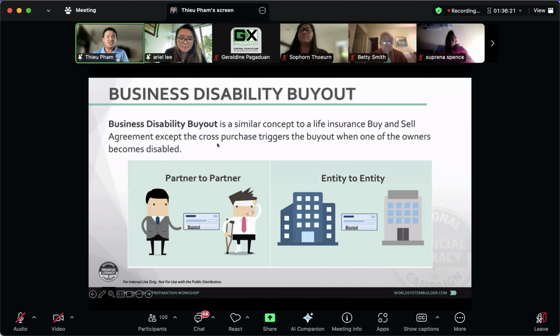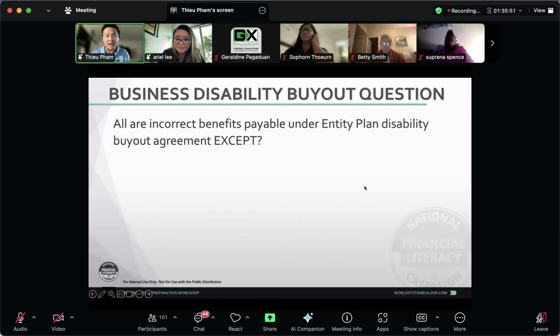Business disability buyout is similar to the concept of a life insurance buy and sell agreement, except the cross-purchase triggers the buyout with one of the owners being disabled. For example, if I'm going to partner with Ariel here, and I get disabled, how do we maintain the business? So normally we would buy a business disability buyout so that it will pay me and then Ariel takes over the company. You can use it partner to partner or company to company buyout.